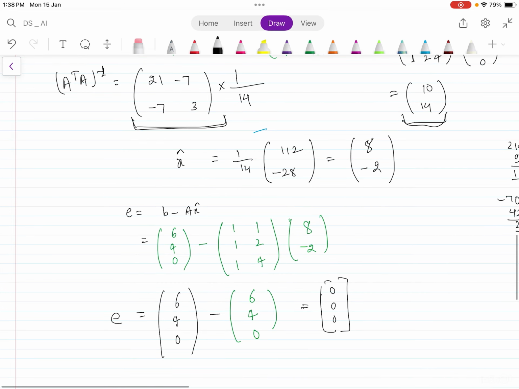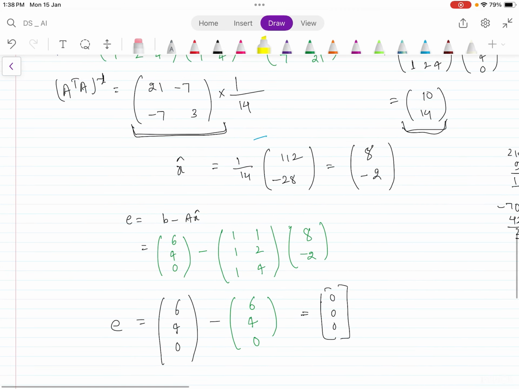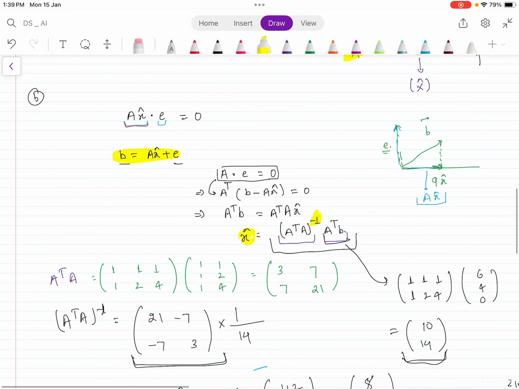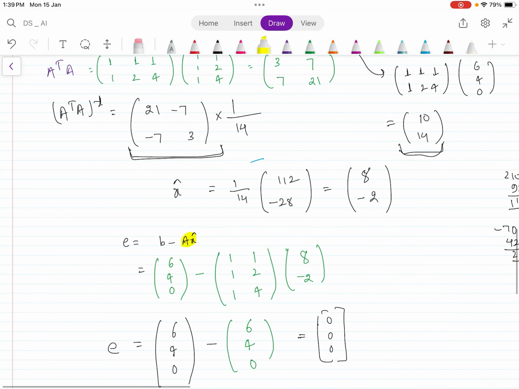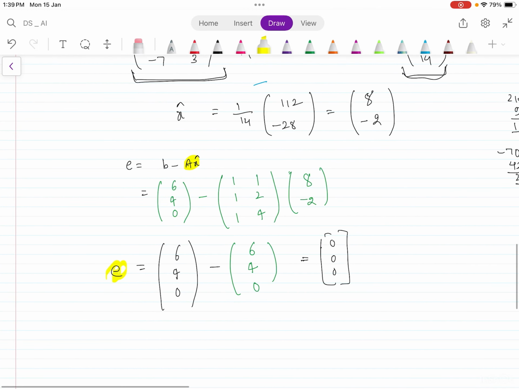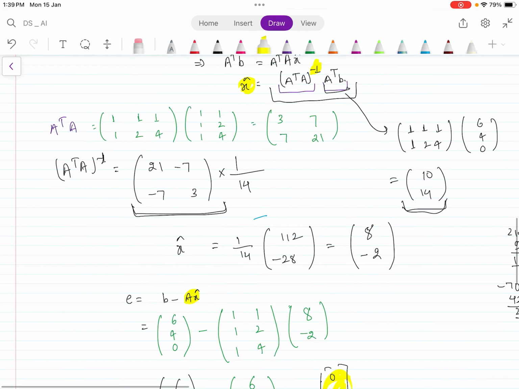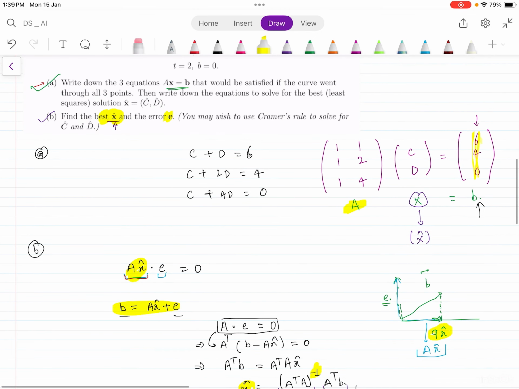Okay, now this is something interesting. When you projected this vector, so this is what the projection part is, you are getting this part e, that is 0. What does it mean? That this was already in the column space of this a.